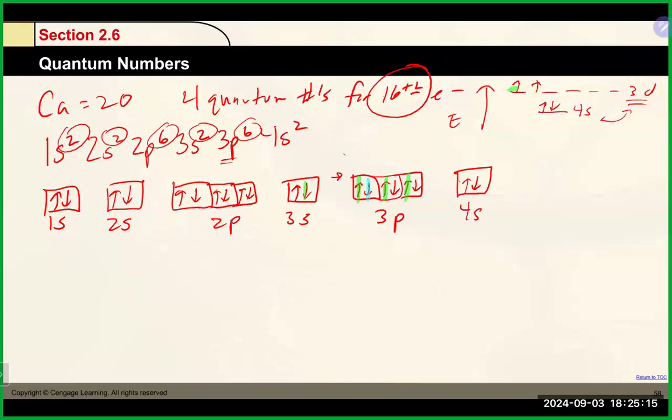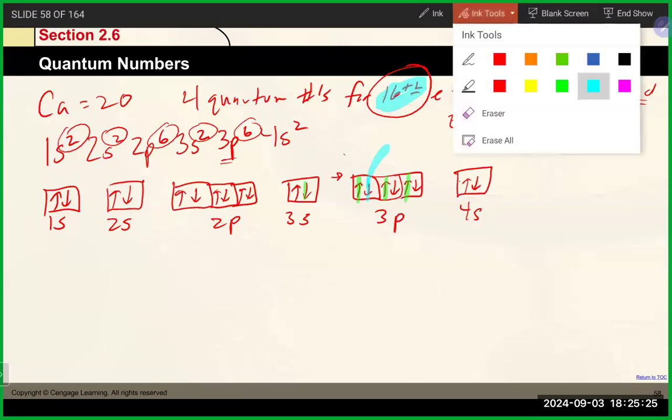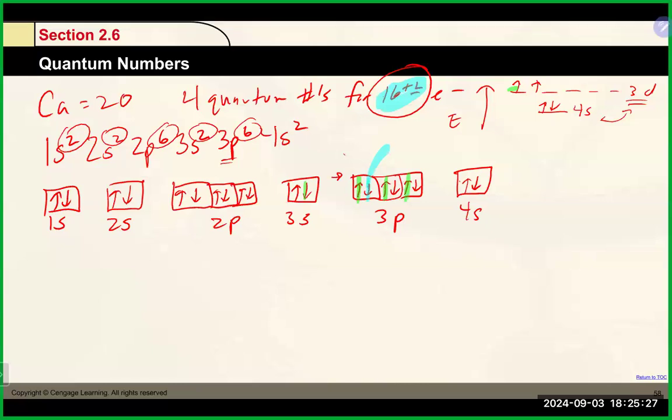So that right there should be my 16th electron. So again, that's why it's important to understand the way they fill, so you just don't count like 16 straight across, right? Any questions on that?